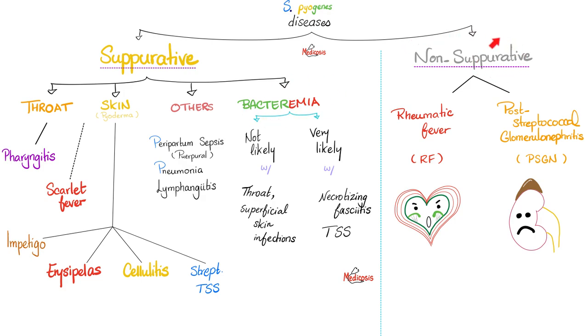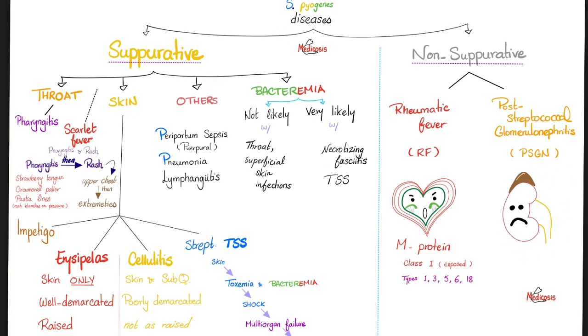The non-suppurative diseases are usually immunological reactions, and they include rheumatic fever in your heart, post-streptococcal glomerulonephritis in your kidneys. Let's dig deeper. Throat infection, this is pharyngitis. It's a pharyngitis with pus, so it is suppurative, exudative pharyngitis, also known as strep throat.